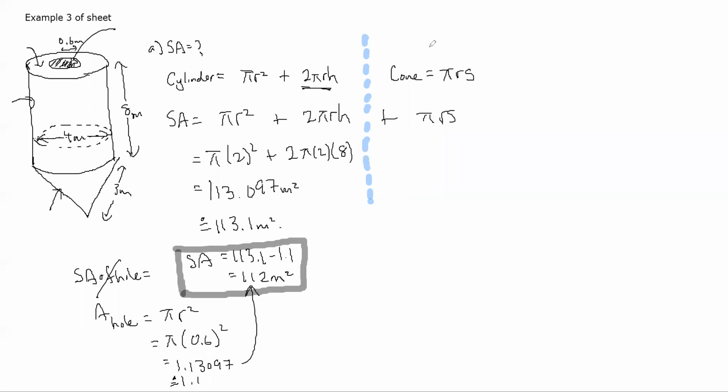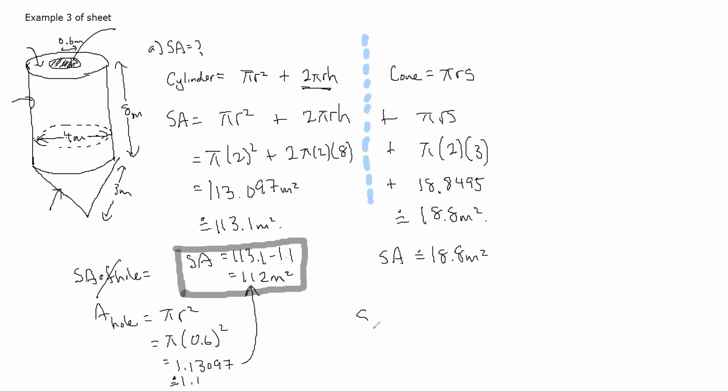Now let's work with the cone. The cone is pi. The radius of the cone is still the same as the cylinder. That's a 2. The slant is given to us, thank goodness. Otherwise, we would have had to calculate it. So that would be 2 times 3 times pi, which is approximately 18.84955, which I'm going to round to about 18.8 meters squared, right? So the surface area of the cone portion is going to be 18.8 meters squared.